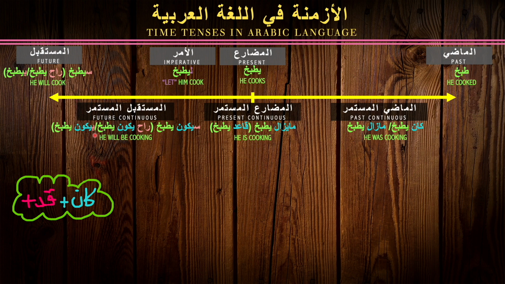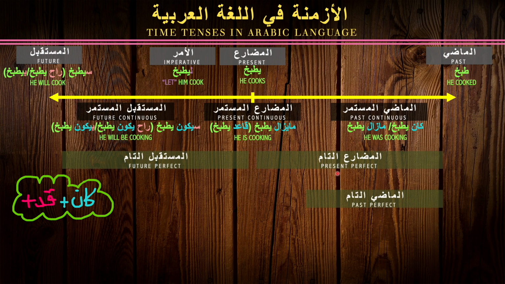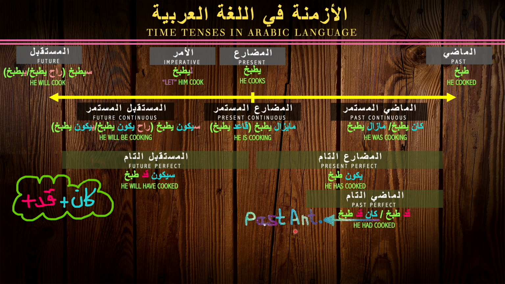Okay, now let's see another group of time tenses. Present perfect, future perfect, past perfect. So how to form these? For example, he has cooked. يكون طبخ. He will have. سيكون قد طبخ. He had cooked. قد طبخ. And even if we say كان قد طبخ, it will give more time tense that does not exist in English anymore, which is the past anterior time tense, similar to the French past anterior time tense.